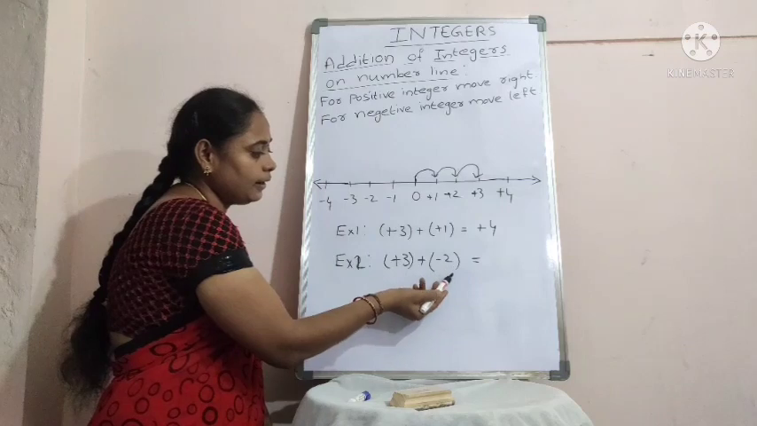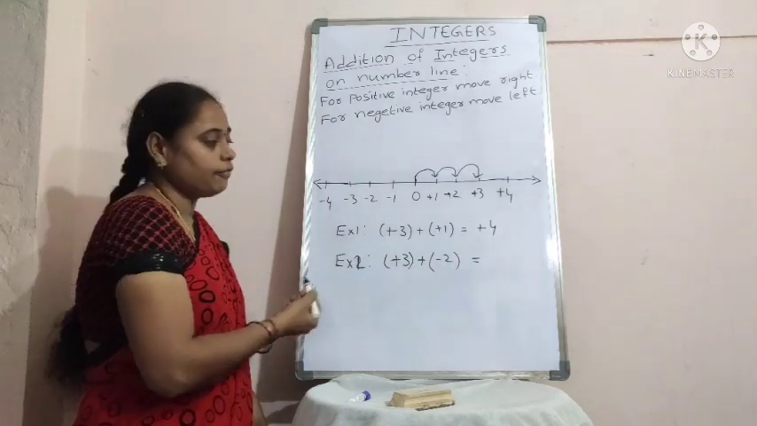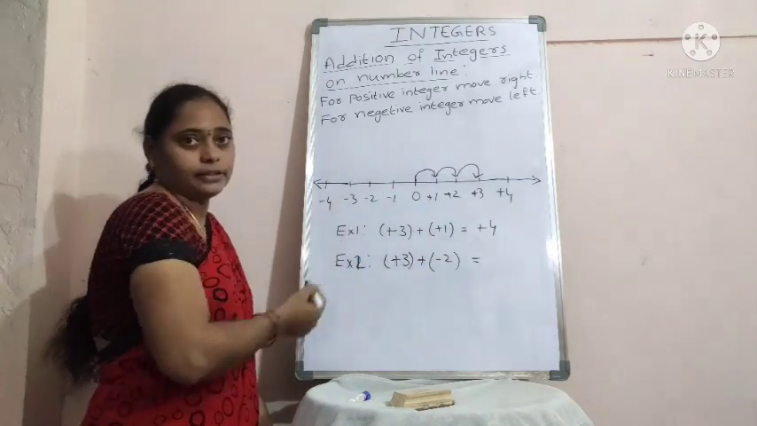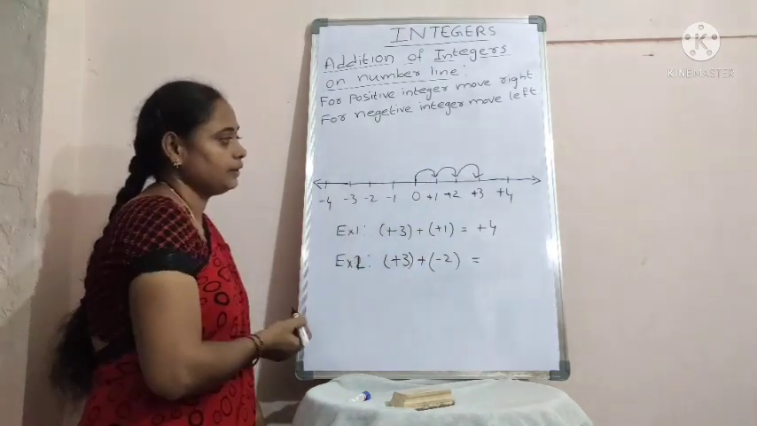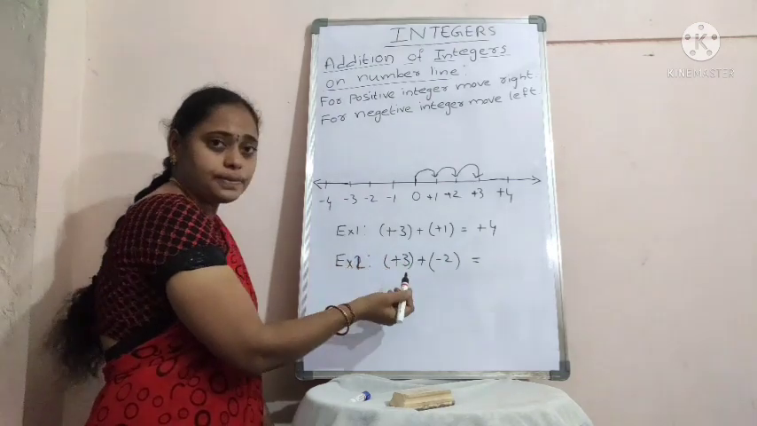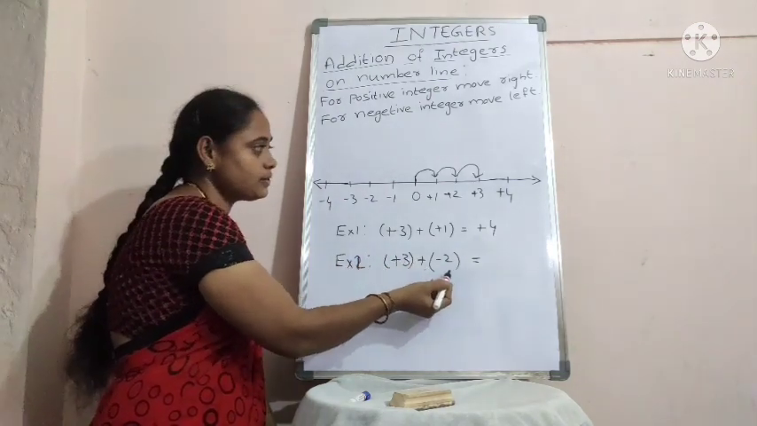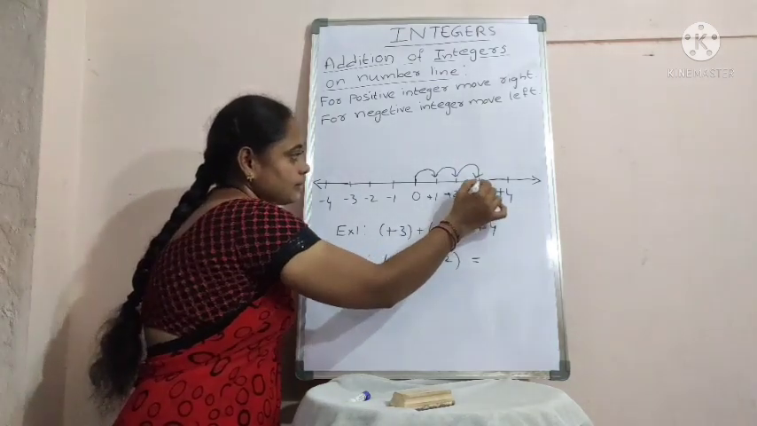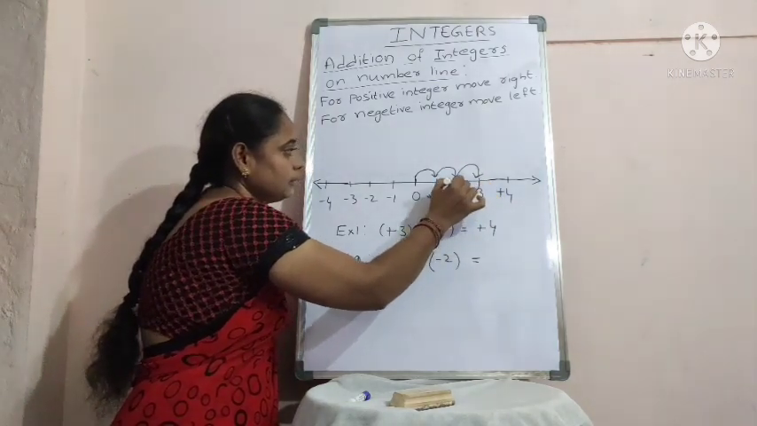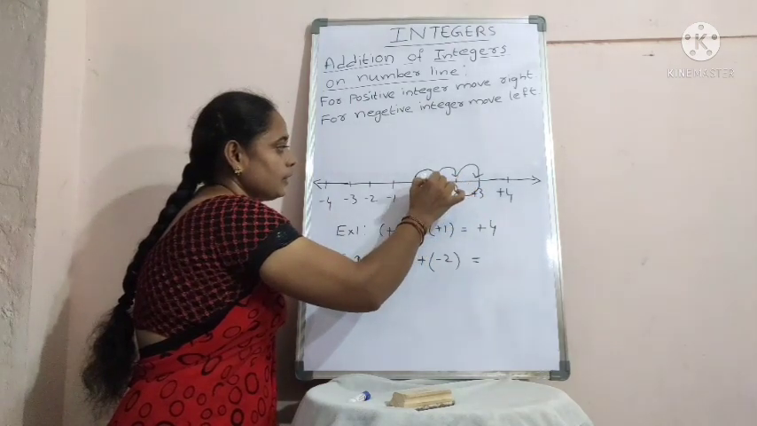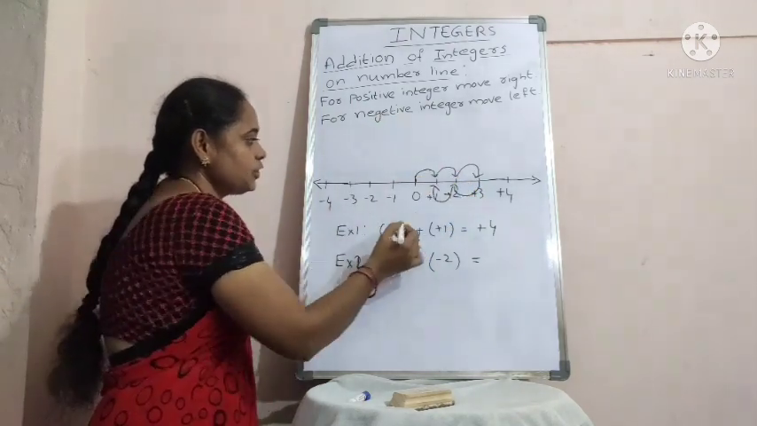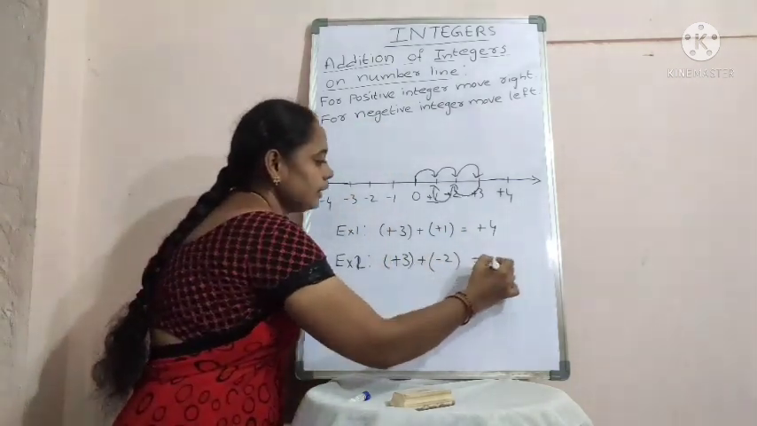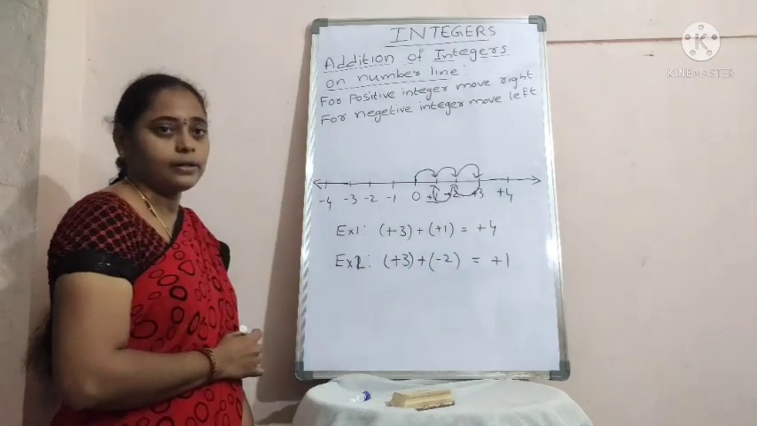Then here negative integer. For negative integer we move left. So how many steps we move left? 2 steps. From where? 3. So 1, 2. We reach plus 1. So what is the result? Plus 1. Okay children?